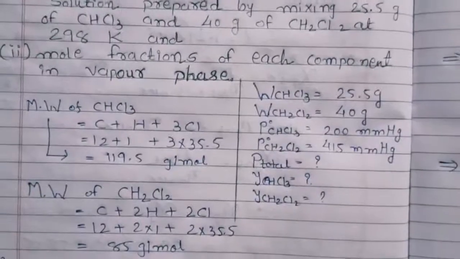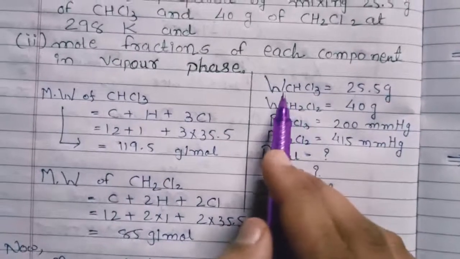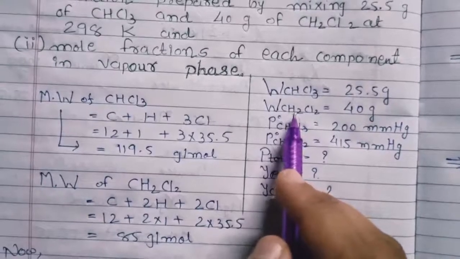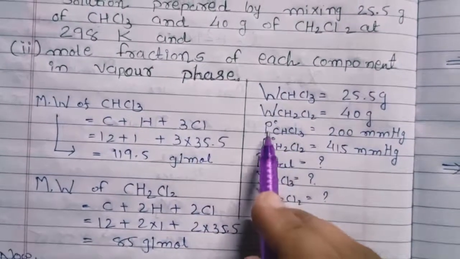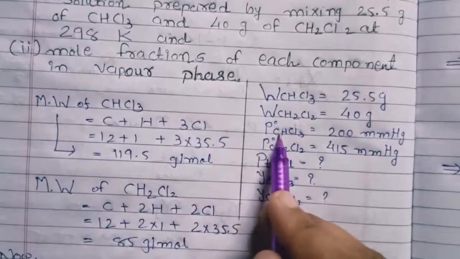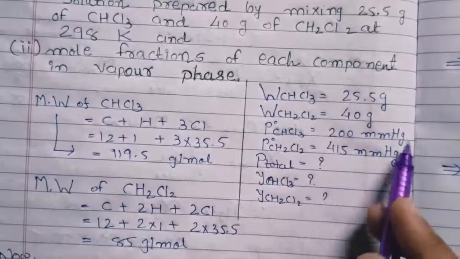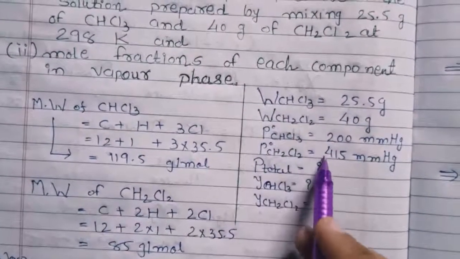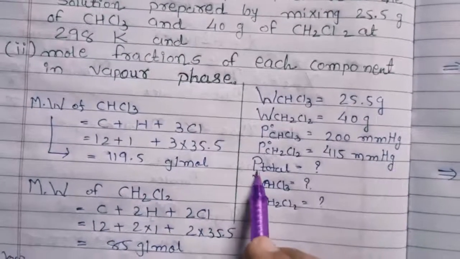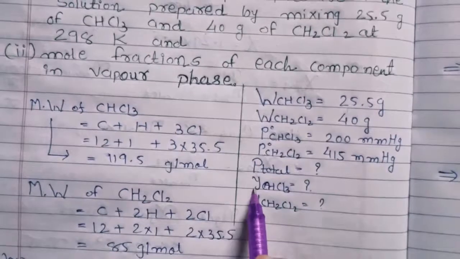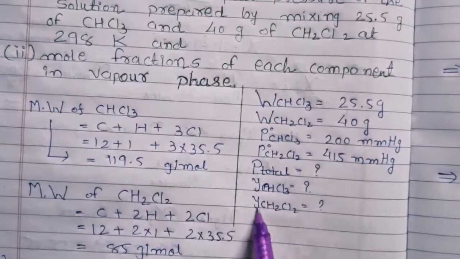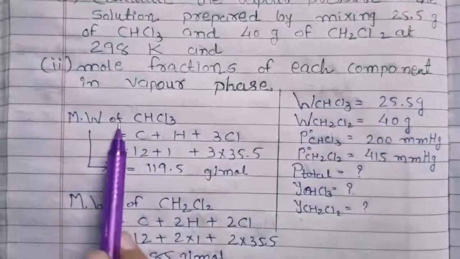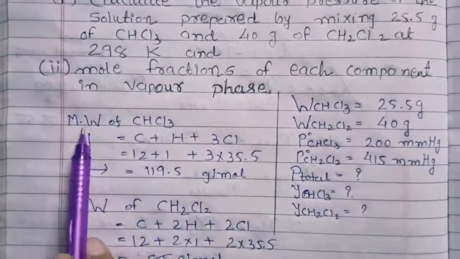So first of all, the given data, in which mass of chloroform given is 25.5 gram, mass of dichloromethane given is 40 gram. Pure vapor pressure for the chloroform is 200 mmHg and pure vapor pressure of CH2Cl2 is 415 mmHg. We have to find out the P total, right? Mole fraction in the vapor phase for the CHCl3 and mole fraction of CH2Cl2 in vapor phase. For that, first of all, we require the molar mass of those two. So first of all, find the molar mass of chloroform.